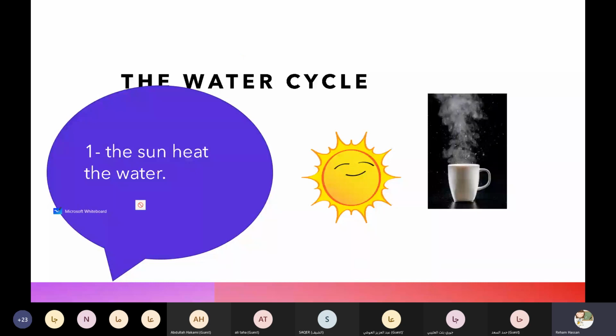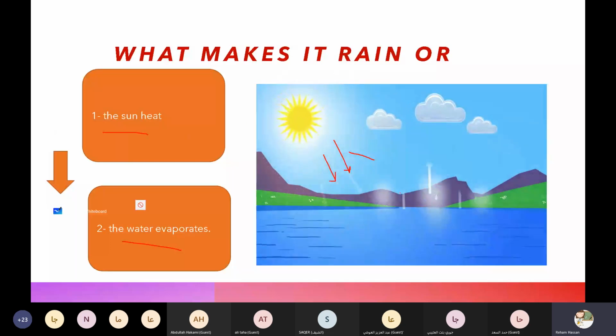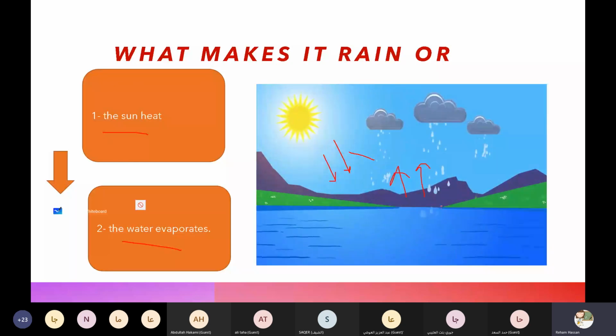In the water cycle, number 1, the sun heats the water in the oceans and in the lakes, okay? Number 2, this water will evaporate. Now the water will evaporate, so the water will change from liquid to gas.